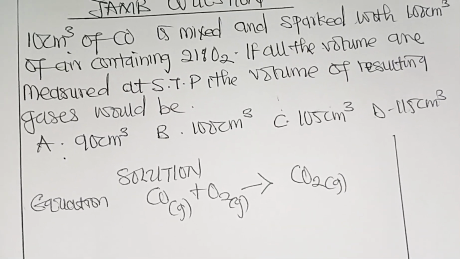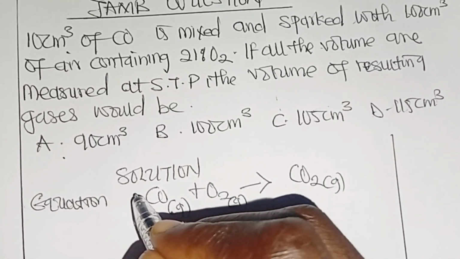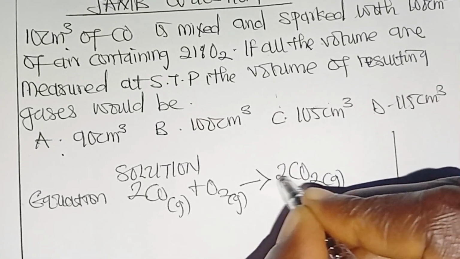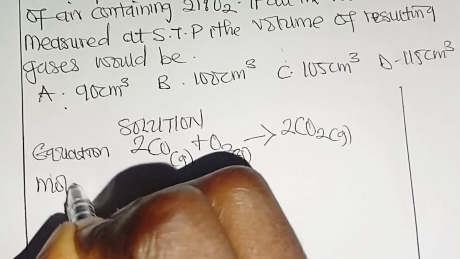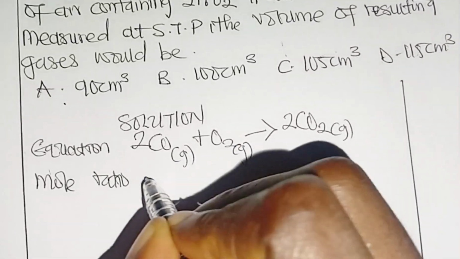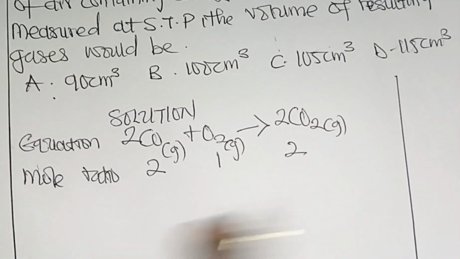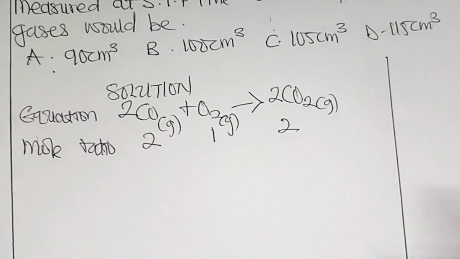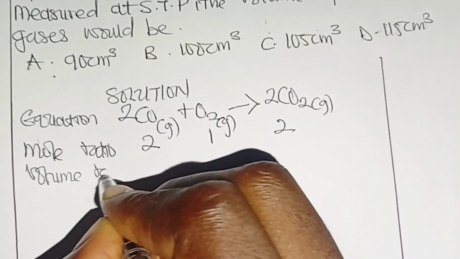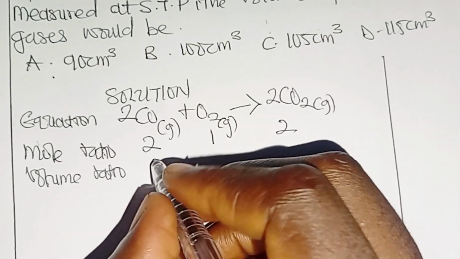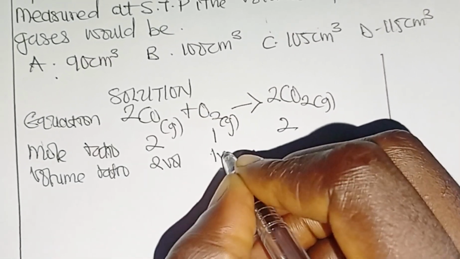After writing out the equation for the reaction, make sure it is balanced. I have 2 here, and then I have 2 here. After that, write out the mole ratio. Mole ratio, I have 2 here, I have 1, I have 2. Note that in any gas equation, the mole ratio can be represented as volume ratio. Don't forget, Lussac's law states that when gases react, they do so in volume ratio. So represent the mole ratio as volume ratio.